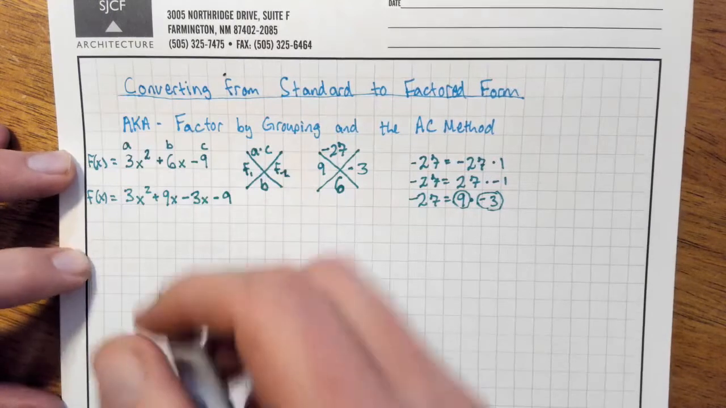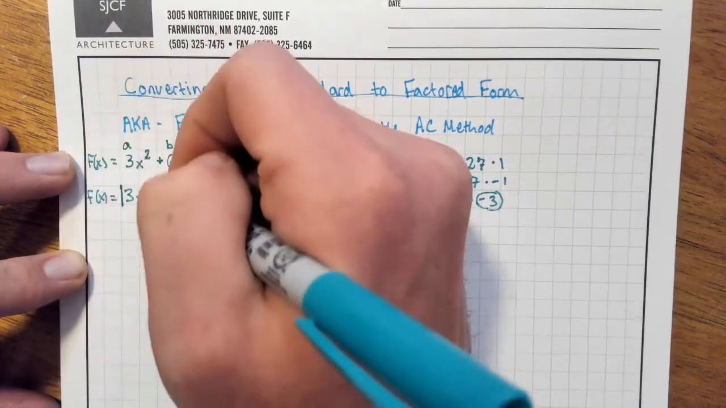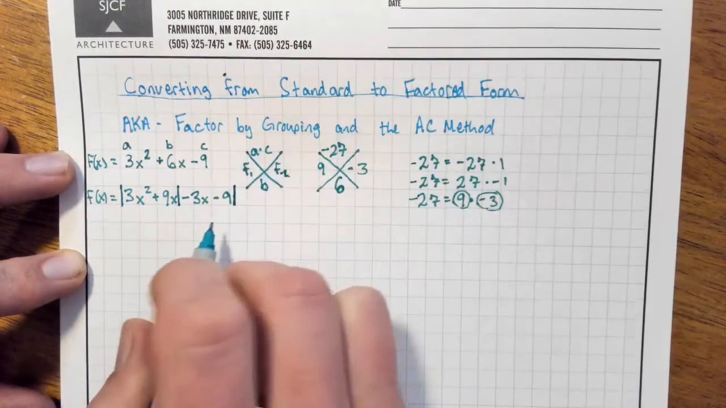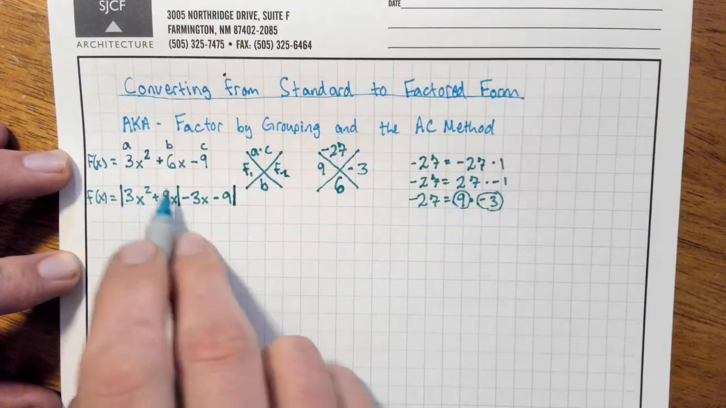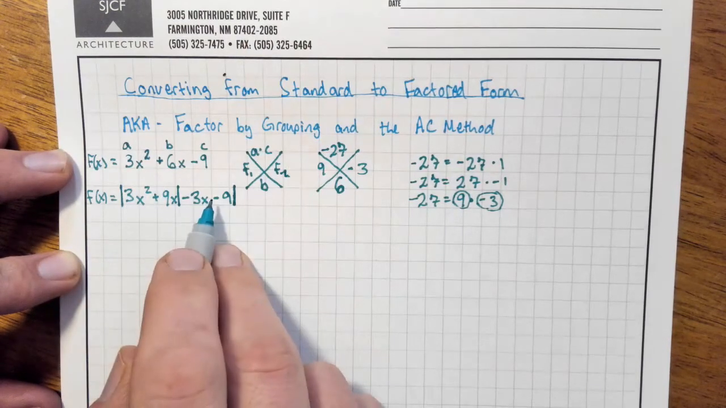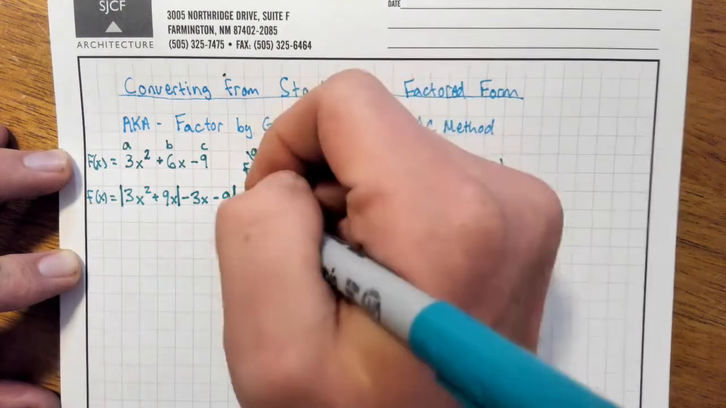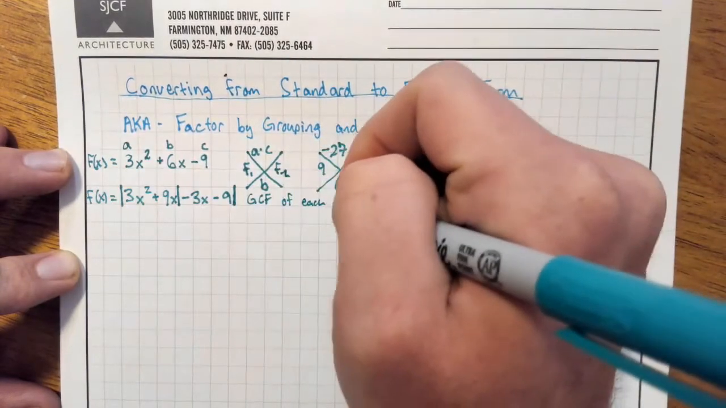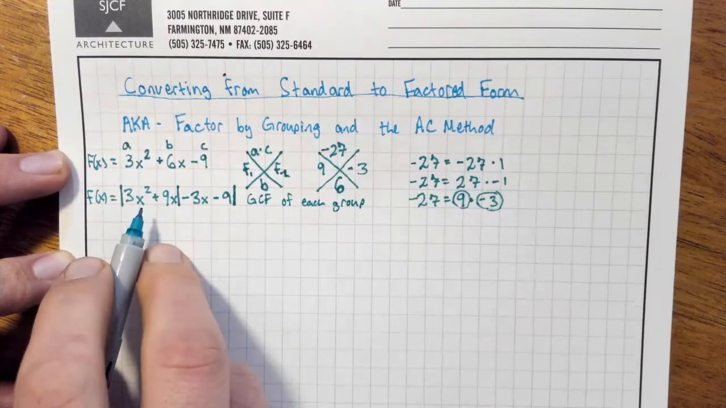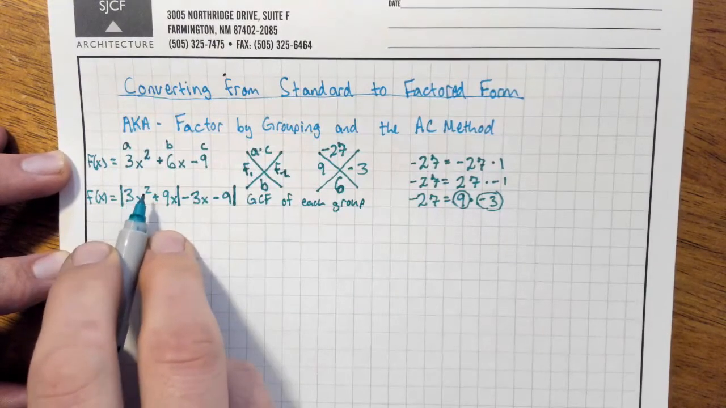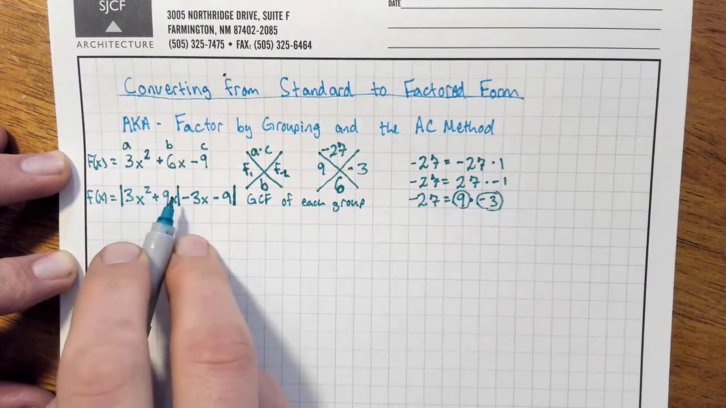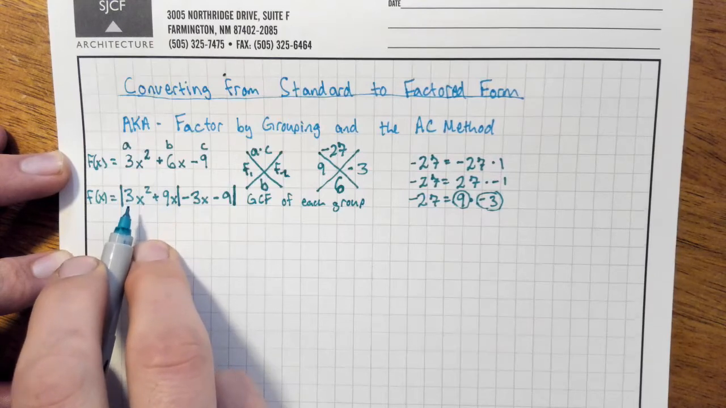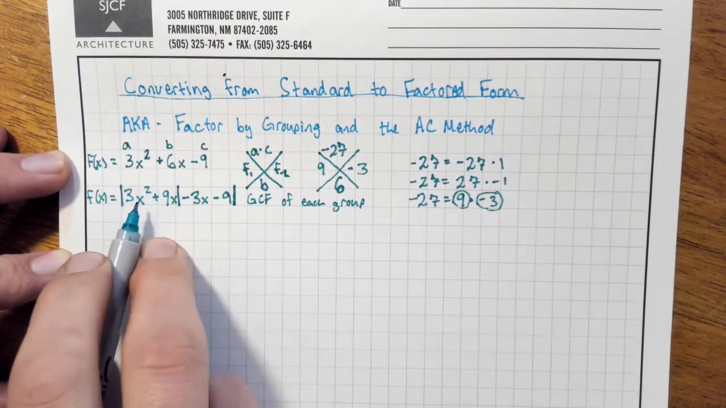Grouping just refers to grouping up the first two terms like this, and then I'll put another line over here to group my second two terms. Now we need to pull out of each group the greatest common factor. We are looking for the GCF of each group. What is the largest term that goes into both 3x squared and 9x? What is something I can take out of both of these? Essentially, what can I divide by and not have a remainder?